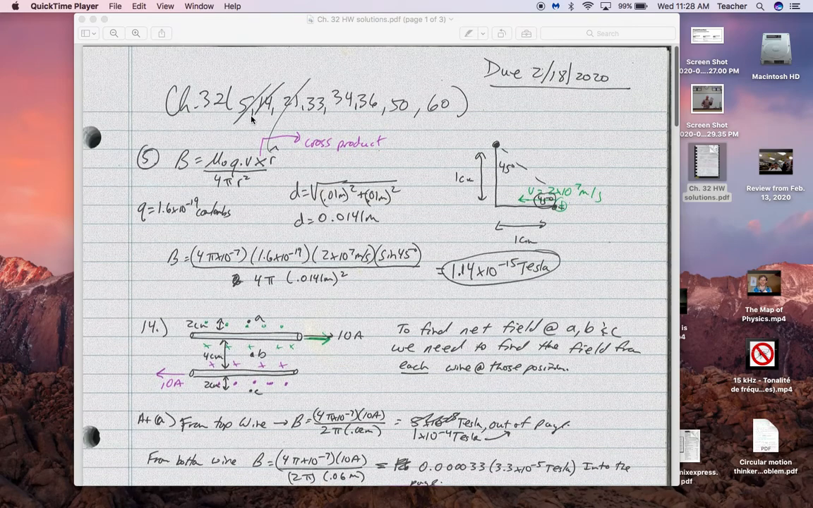Try to get through this. We went over number 5 in class today. Talked about that this cross product r only really tells us the angle this thing is going.